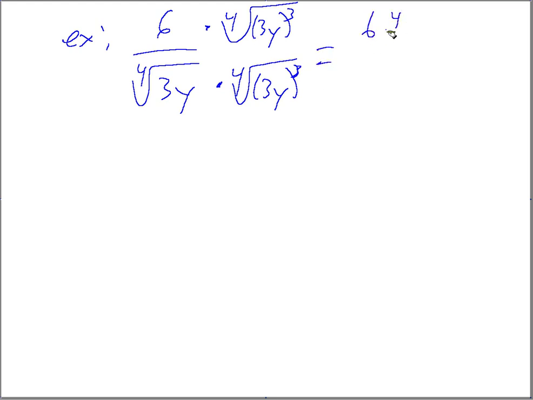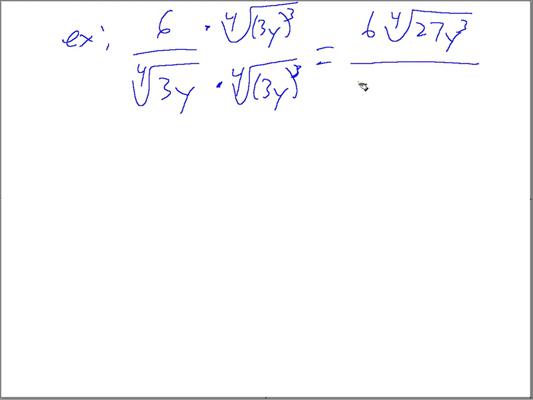6 times the fourth root of, now let me cube that out since nothing will come out here, right? Since I'm looking for 4 of a kind, and I certainly don't have that here. But what's 3y cubed? That's 3 cubed, 27y cubed on the inside, for the top.